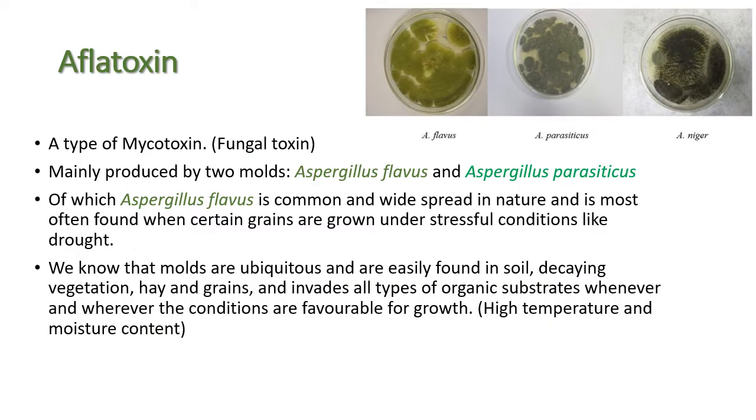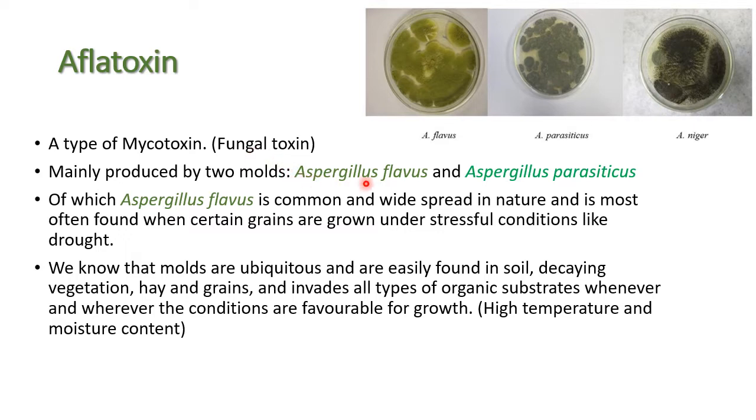So first you need to isolate aflatoxin producing organism, that is actually a fungus or mold. Okay, so you will find this practical a little bit similar to isolation of molds. The process is simple for isolation of fungi. So mostly aflatoxin is produced mainly by two molds, that is Aspergillus flavus and Aspergillus parasiticus. Okay, aflatoxin is a type of mycotoxin. Myco stands for fungi, so it is a fungal toxin or toxin produced by a fungi.